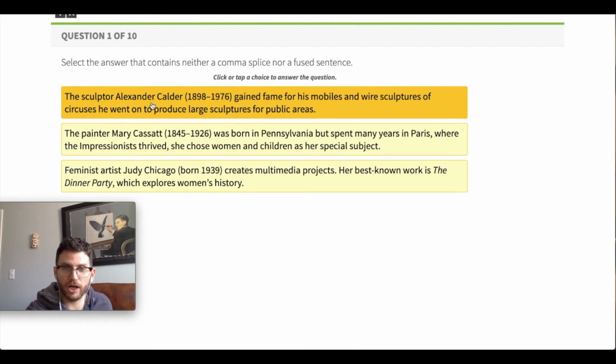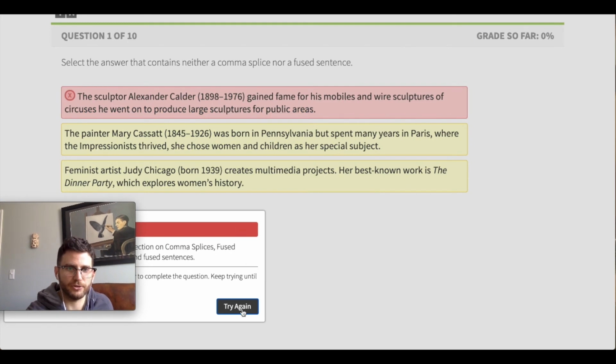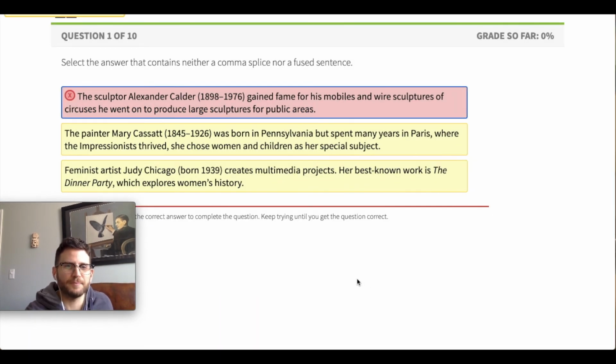So I don't want to click this one, because if I do, it's going to tell me no good. What about this one? Let's look at it. Leave it down below in the comments. Do you think it's a good one?